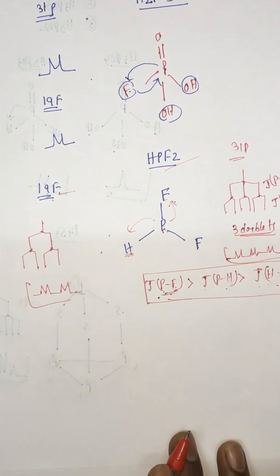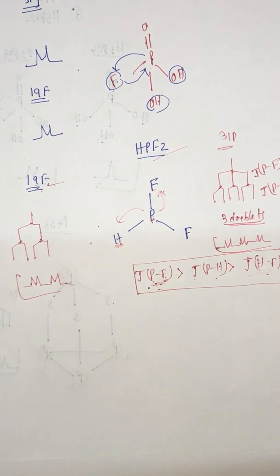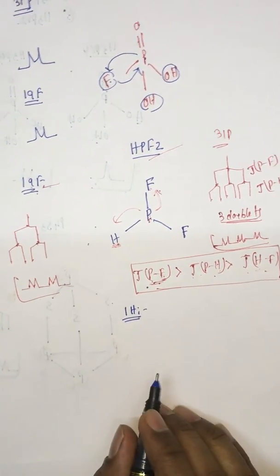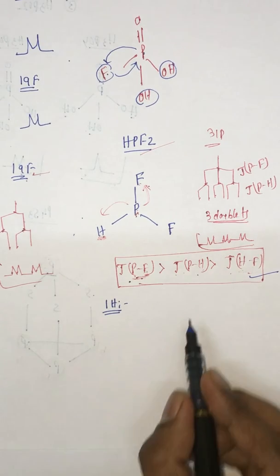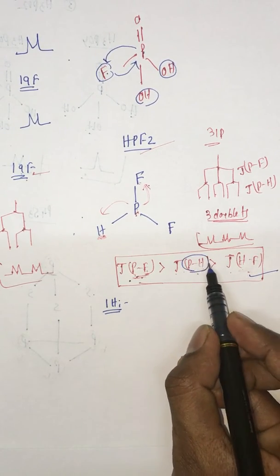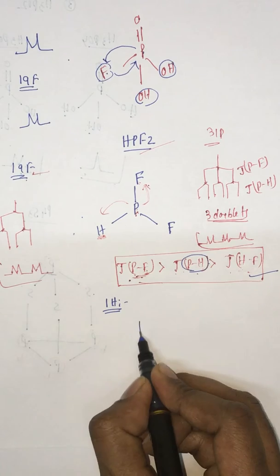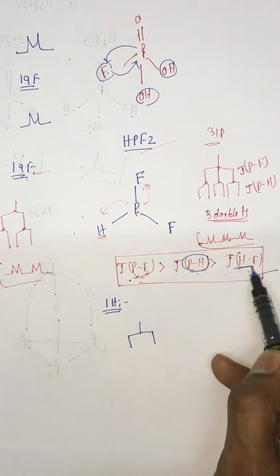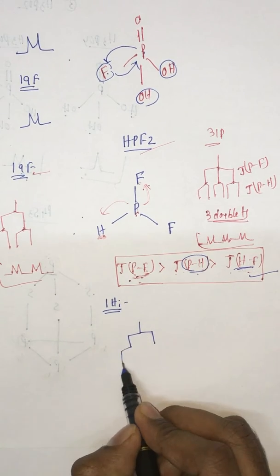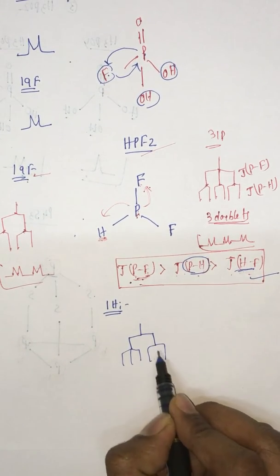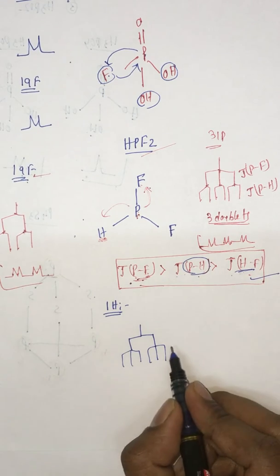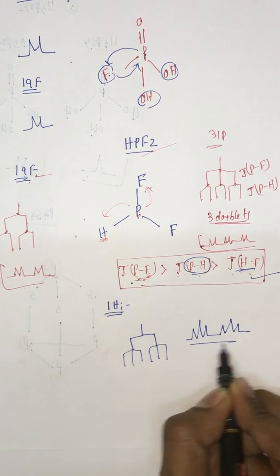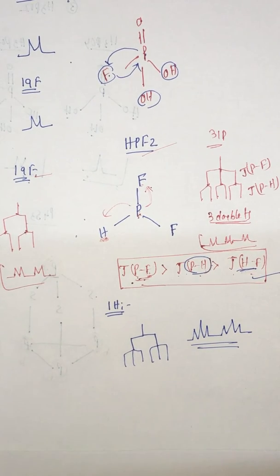And here we can also record the 1H NMR spectra. Now see how the 1H NMR spectra looks. We have to follow the same order. Hydrogen is here, so first hydrogen couples with phosphorus, so we'll get a two line signal, and further hydrogen couples with fluorine, so we'll get a three line signal because two fluorines are there. So in the NMR spectra we'll get two triplets. So this is about the HPF2 compound.